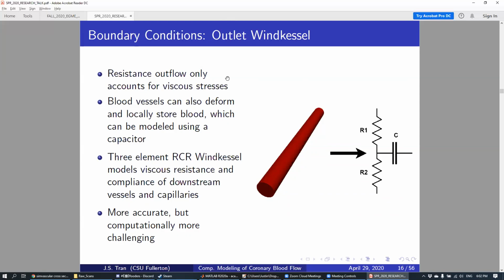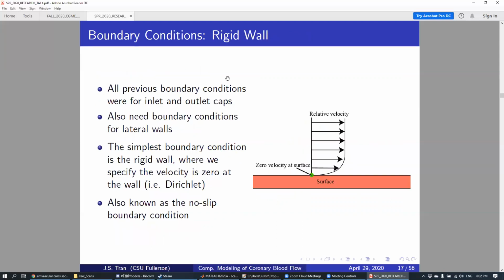Okay, and so this will give you a little more accurate result than your resistance, especially in the case when you have an unsteady simulation. But just by being a little more complicated, it's a little more computationally challenging to model, especially if you're coding it yourself. Okay, and so those are all the outlet boundary conditions.